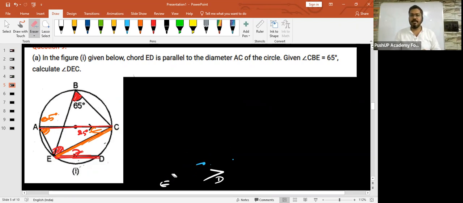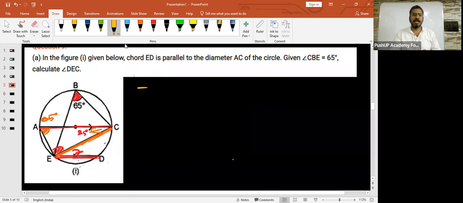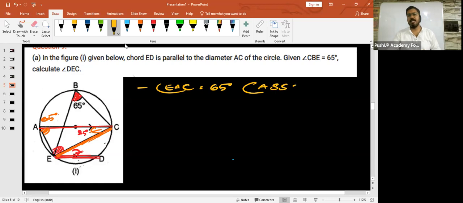So what is the first statement that you made? Those who have got the answer, I think it is angle EAC is equal to how much? 65 degrees, right? And what was the reason? Angle subtended by the same chord, ASSC. Sorry, the second statement is what? Angle AEC is equal to 90 degrees. Why? Because AC is a diameter.